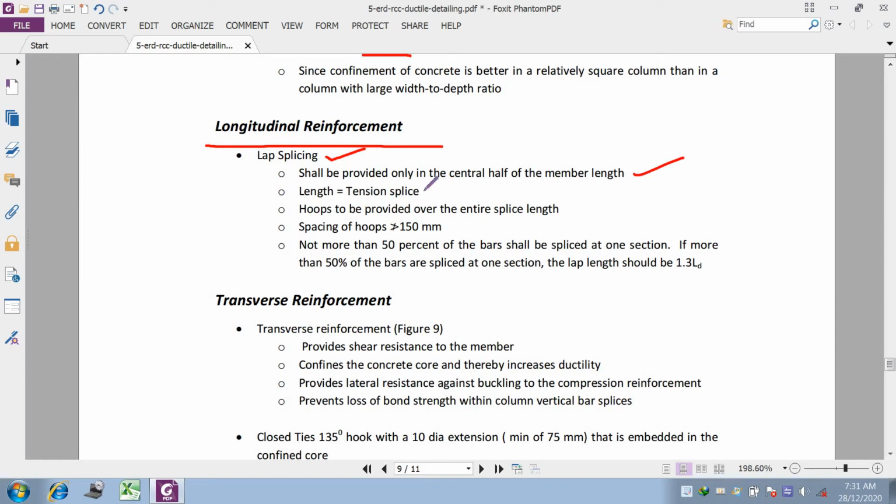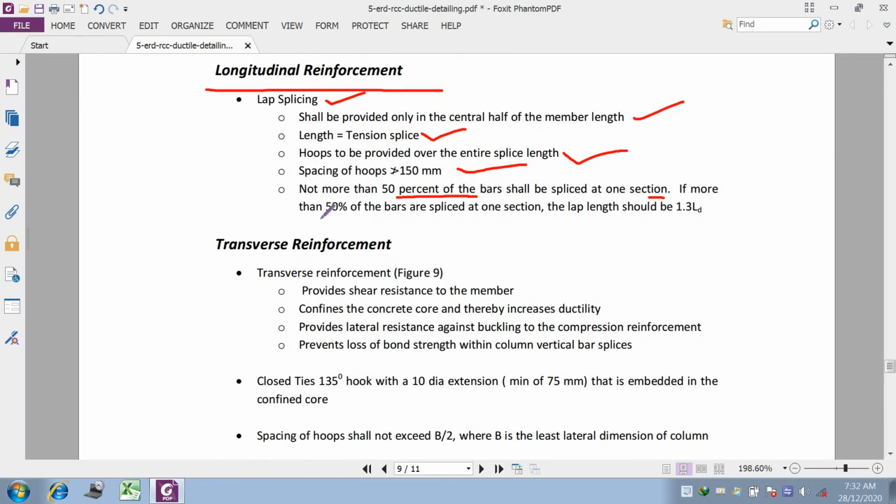The length should be equal to the tension splice, and the hoop is to be provided over the entire span of the splice length. Then the spacing should not be greater than or equal to 150. Not more than 50% of the bars can be spliced at one section. If more than 50% of the bars are spliced, then a lap length of 1.3 Ld should be provided.